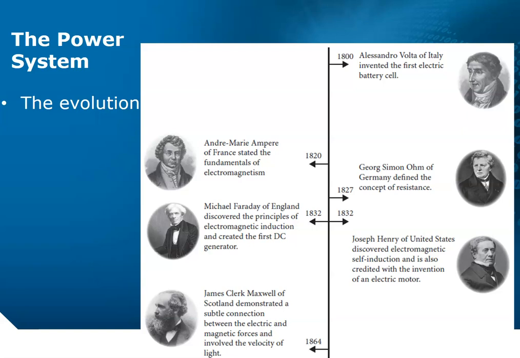Let's go further to 1827. Georg Simon Ohm of Germany published the fundamental relationship between voltage, current, and resistance using the results of his electrochemical experiments, which is now known as Ohm's law, as you probably already know.